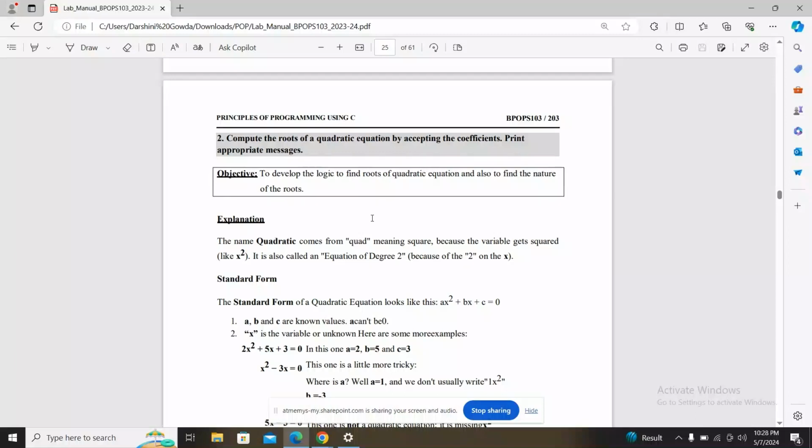Hello students, in this session we'll be discussing the principles of programming using C, second laboratory program. The second laboratory program is to compute the roots of a quadratic equation by accepting the coefficients along with printing the appropriate messages. The objective of this program is to develop the logic to find the roots of a quadratic equation and also to find the nature of the roots.